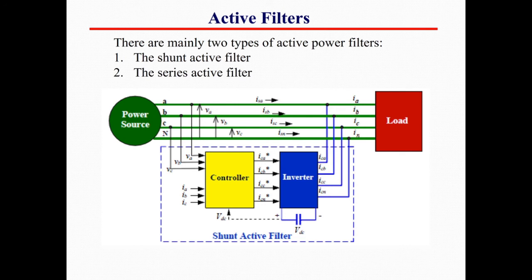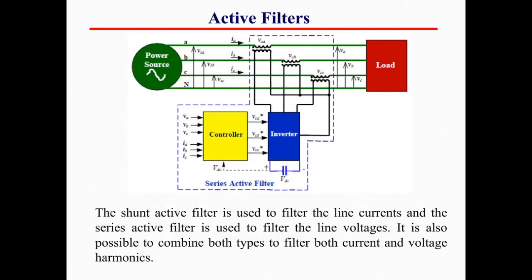There are mainly two types of active power filter. There is what we call the shunt active filter. Okay, so it is connected in shunt with the system. And we have another type which is called the series active filter. So the one which is shown over here is the shunt. The one which is shown over here is the series.